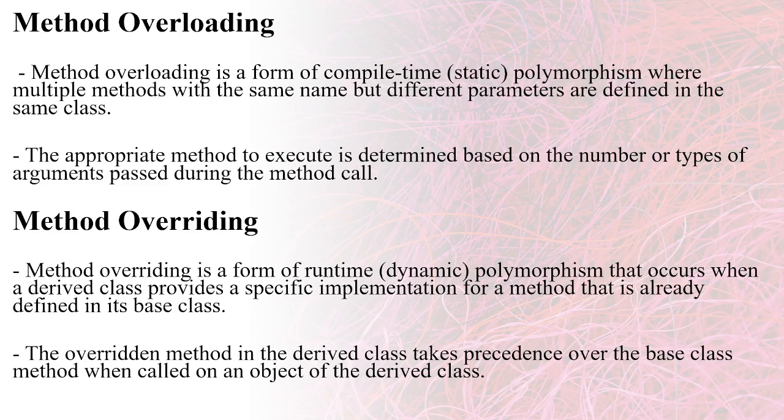Method overriding is also there. This is runtime, basically during the execution of the code. If something like this happens, we call it overriding. It occurs when a derived class provides a specific implementation for a method that is already defined in the base class. If we have a method already defined and we just want to use it again during the runtime, that is overriding that method. It can be with different parameters also. The overriding method in the derived class takes precedence over the base class. So when methods are called on an object of the derived class, then we call it overriding.